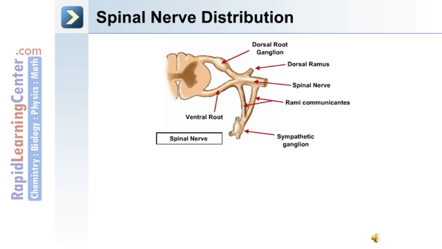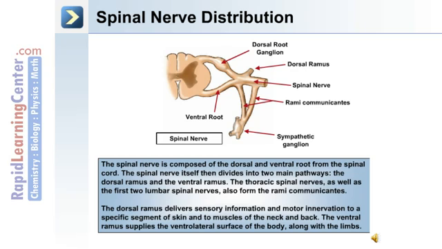This image depicts how the ventral root and dorsal root form the spinal nerve. Exiting from the spinal nerve is the dorsal ramus and the rami communicantes. The spinal nerve is composed of the dorsal and ventral root. The spinal nerve itself then divides into 2 main pathways: the dorsal ramus and the ventral ramus. The thoracic spinal nerve, as well as the first 2 lumbar spinal nerves, also form the rami communicantes.